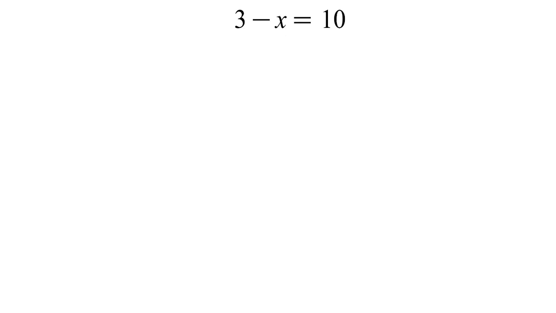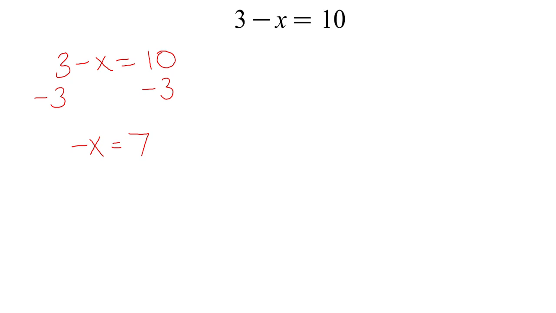3 minus x equals 10. And it doesn't really matter which option you use to solve it. Either one is perfectly acceptable. We'll just do them both. So we could subtract the 3. So I'll rewrite this: 3 minus x equals 10. We could subtract the 3 from both sides. That would give us negative x equals positive 7.